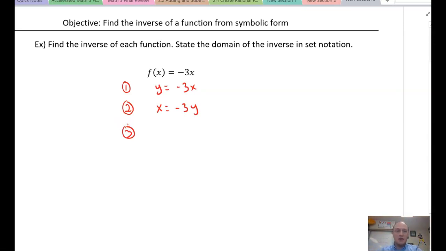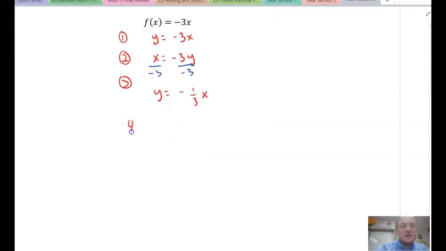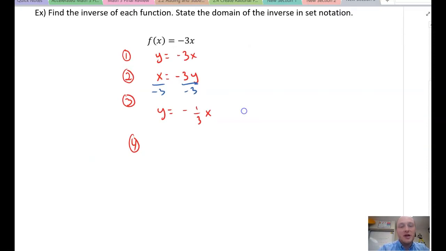Solve for y. I want to isolate y, so I'm going to divide each side by negative 3, and now we get y is equal to negative 1/3 x. That's almost it. Step 4, change it to function notation. This was f of x, so this is going to be called f inverse of x. The function that undoes this function is negative 1/3 x.